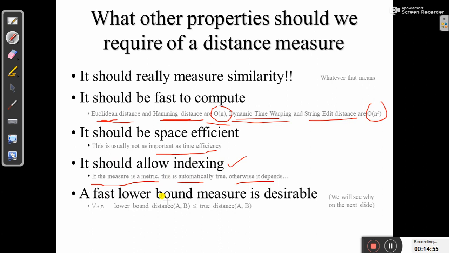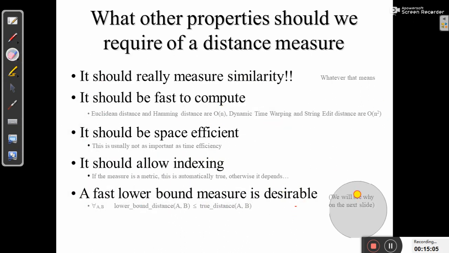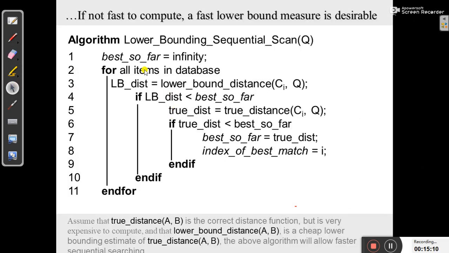A fast lower bound measure is desirable, in case the true measure is not fast to compute. Why? Consider lower bounding sequences. Assume that the true distance AB is the correct distance function, but it is very expensive to compute, and that the lower bound distance AB is a cheap lower bounding estimate of the true distance. The above algorithm will allow faster sequence searching.